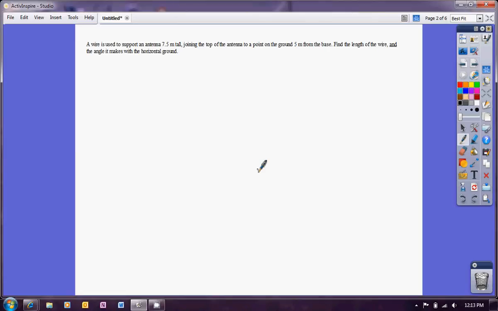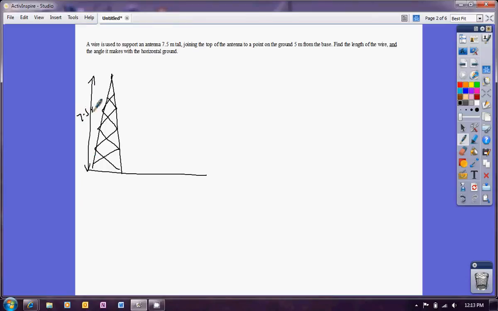In this problem, the first thing we need to do is to produce our diagram. In our diagram, we have an aerial, and we're told that the aerial, the antenna, is 7.5 metres tall.